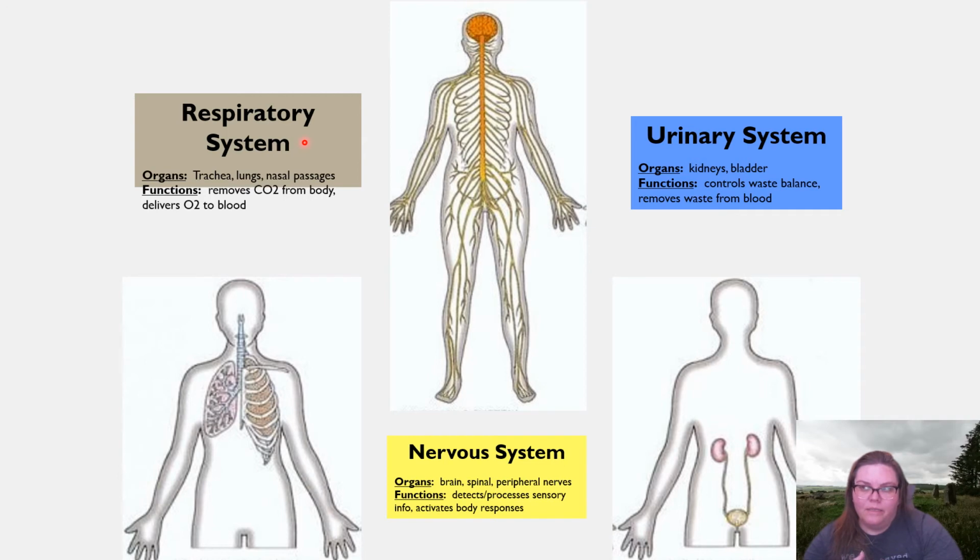The urinary system is the kidneys and bladders. Those are the two organs within it. It functions to control waste balance and remove waste from your blood itself. The nervous system is the brain, spinal, and peripheral nerves. This function is to detect and process sensory information and activate the body's responses, allowing those systems to function and start to want to function.